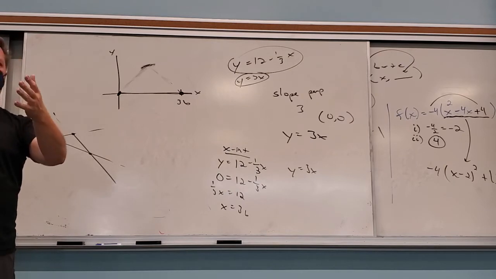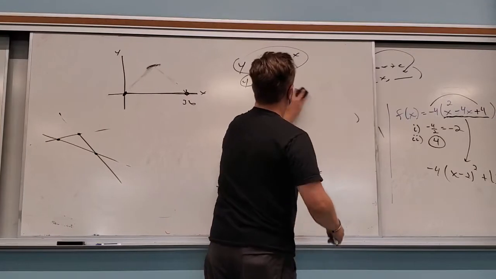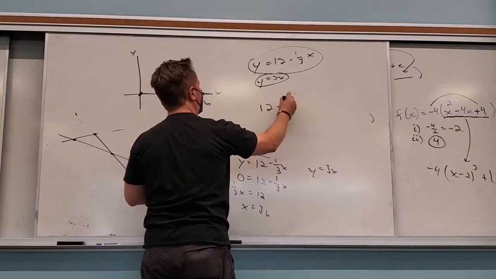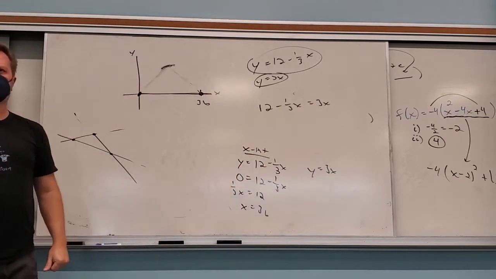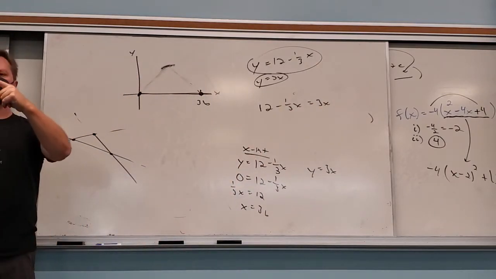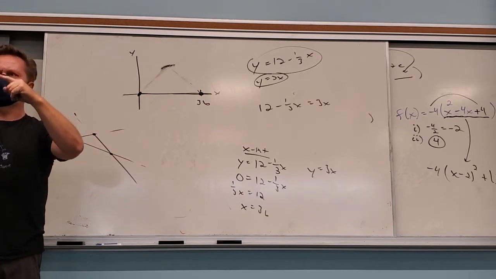Make them equal to each other. Yeah. So 12 minus 1/3 x equals 3x. And then solve for x. Right? So where do 2 lines meet? They meet where their outputs are equal. And then I can figure out what that input is to make that happen.